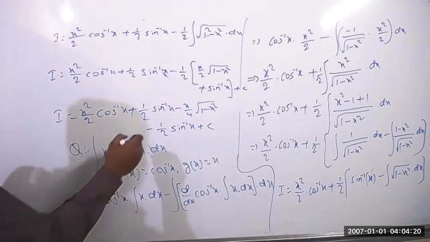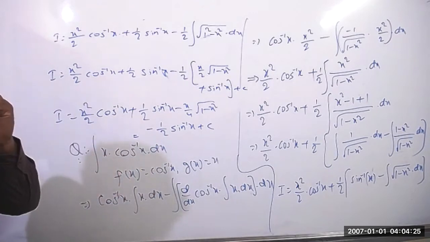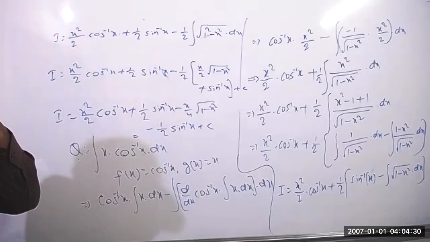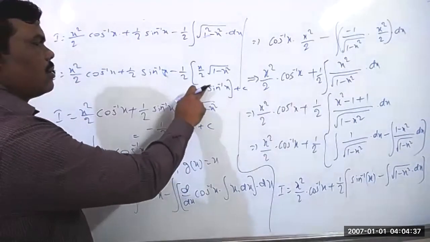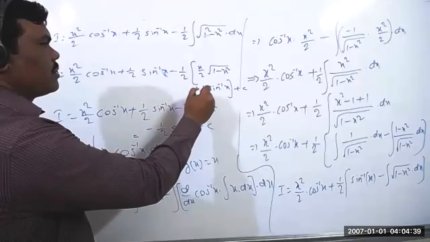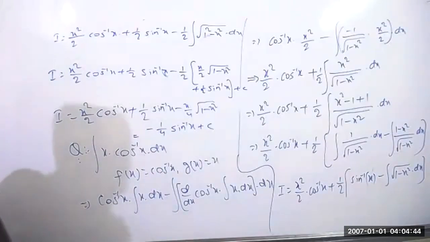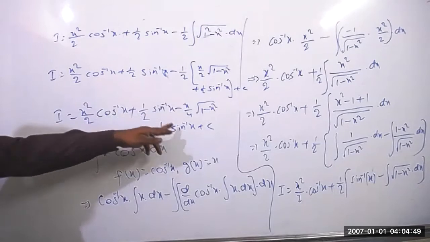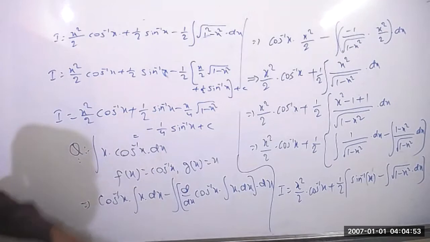I think, sir, somewhere 1 by 2 sin inverse x. Yes, this is the 1 by 2 sin inverse x, correct, inside the bracket. Yes, correct. 1 by 2. So this one will now get 1 by 4. Am I correct? Yes. Now these two you can simplify. Sin inverse x we are taking common. So 1 by 2 minus 1 by 4. How much? 1 by 4 plus 1 by 4.